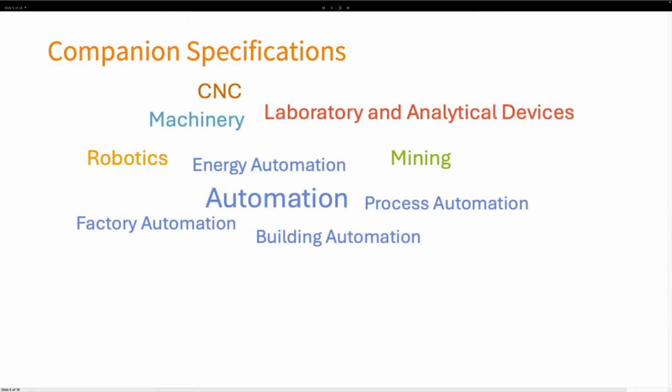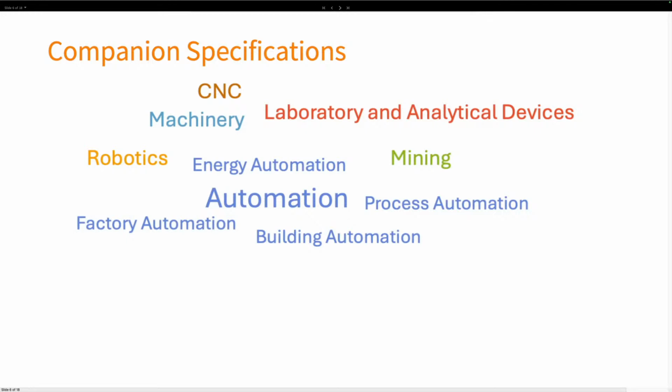So standardized information models for various industrial domains are published separately from the core standard and are called companion specifications. So here we have a few examples. We can see a large automation presence in energy, building, factory, and process automation. However, there are also representatives from very different domains like mining equipment and laboratory and analytical devices. In all, there are over 60 published companion specifications.